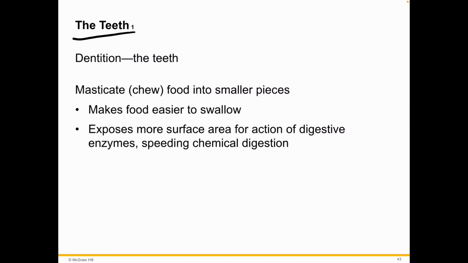So the teeth. When we refer to the teeth, as when you go to the dentist, they are the dentition. Their job is very simple.